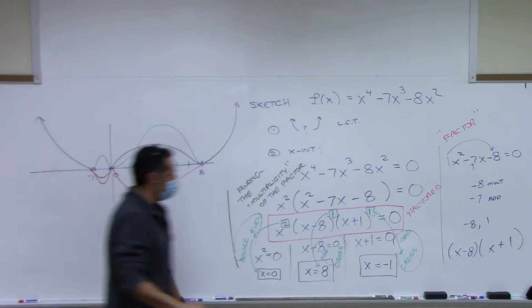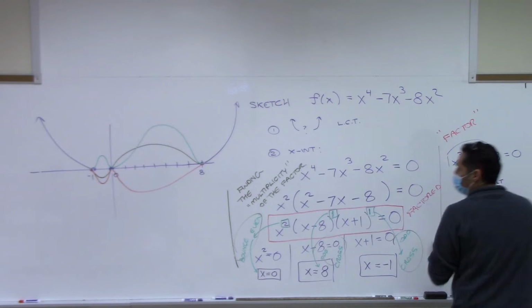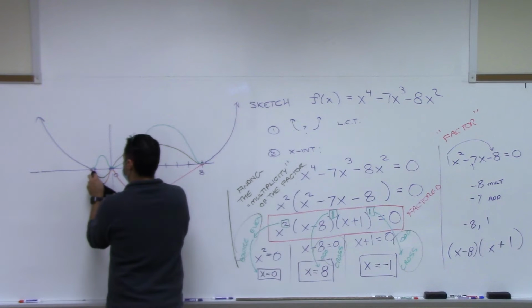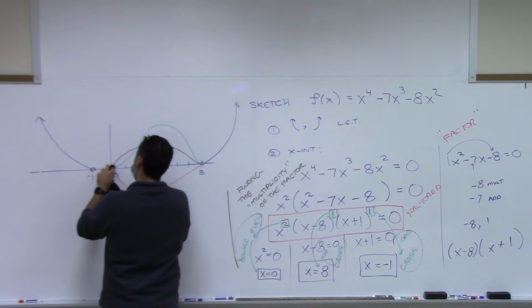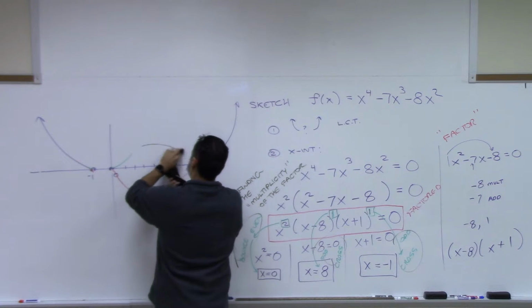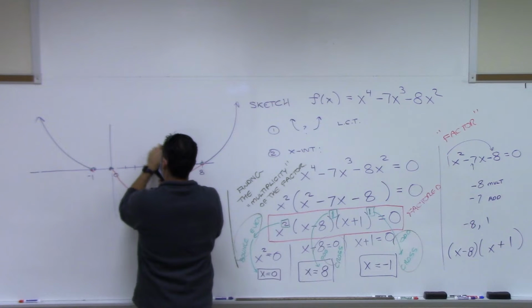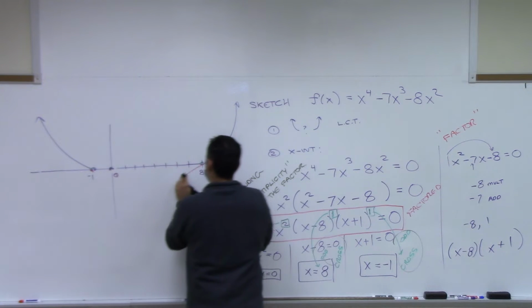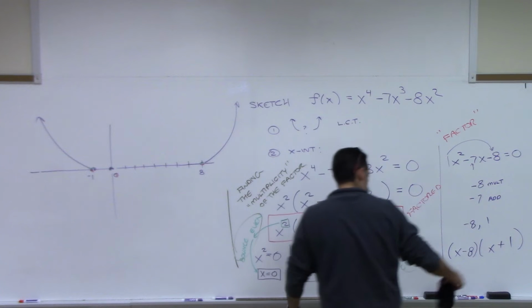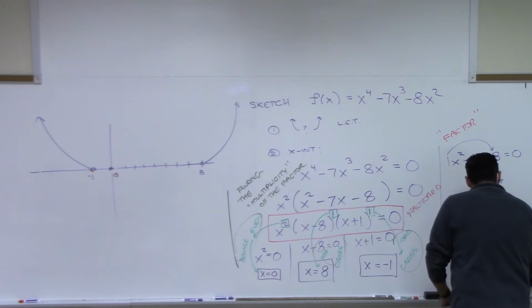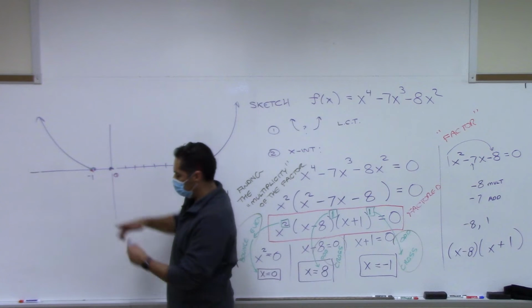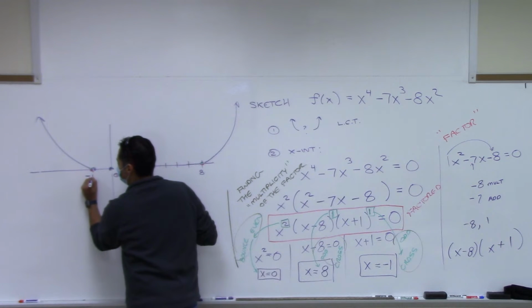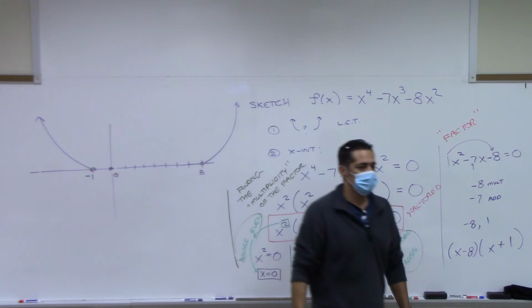So with that knowledge, let's go back and let's draw this. And there's only one way to draw it now. Okay, there's only one way we can draw this. All right, so we have that where when we get to -1, what are we supposed to do?